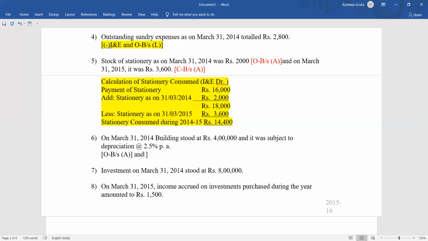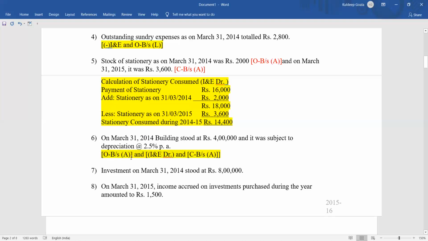Okay, it will come in the income and expenditure account debit side, right? And at last it will come in the closing balance sheet also, closing balance sheet asset side. So you can just see what is there.